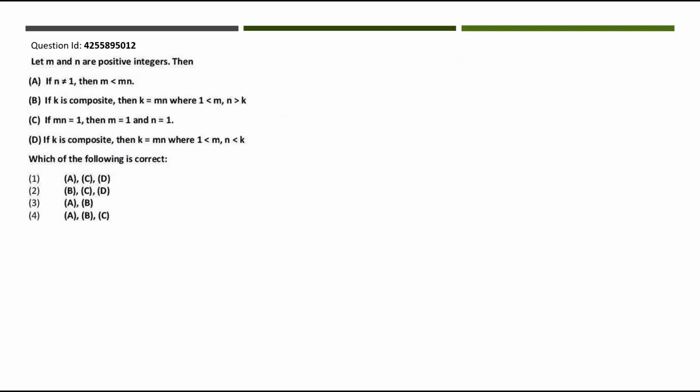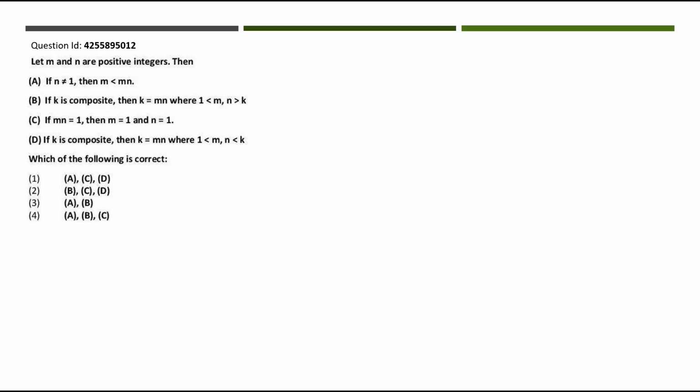Let M and N be positive integers. It means they are greater than 0. There are no negative integers here. Then they have given statements A, B, C and they are asking which of them are correct here. So let's start with A.